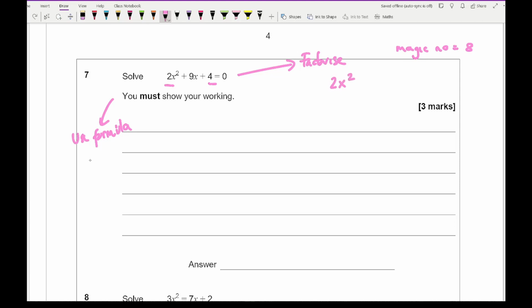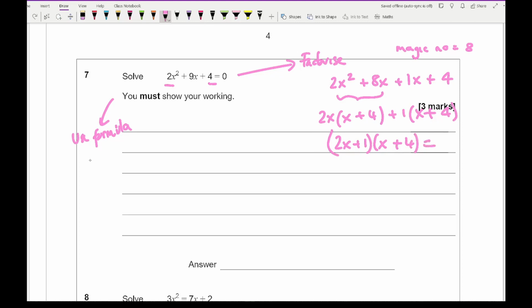So we've got 2x squared plus 8x plus 1x plus 4. Factorising the pairs, we get 2x(x plus 4), and then we get 1(x plus 4). So my double brackets are going to be (2x plus 1)(x plus 4) equals 0. So then from this I can get x equals minus a half or minus 4.